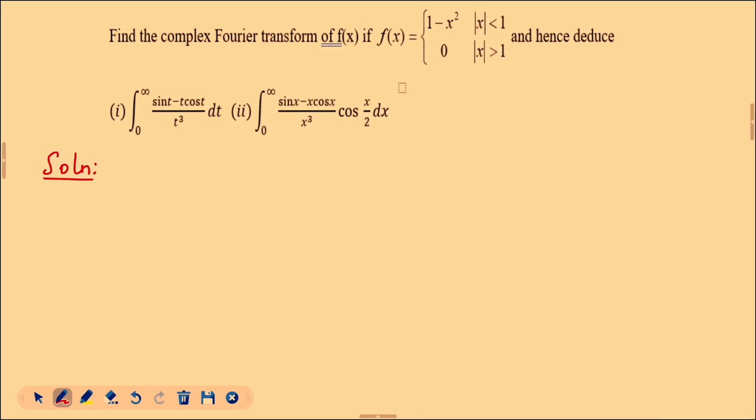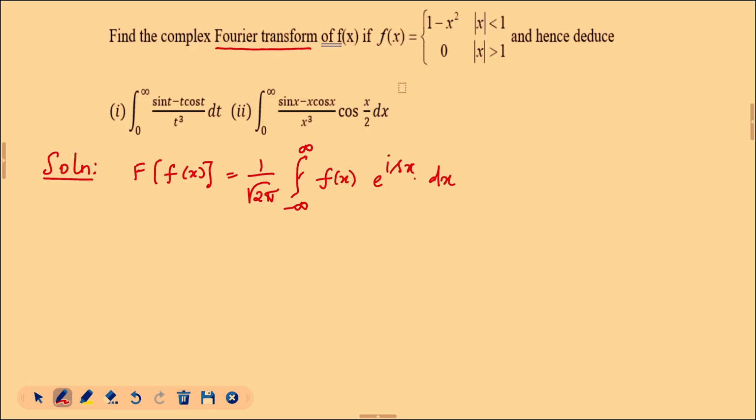In the question, the first subdivision is finding the Fourier transform. Let us write the definition of Fourier transform. Fourier transform of a function is defined as F of s is equal to 1 by square root of 2 pi integral minus to plus infinity f of x into e to the power isx dx. So, the first step is writing the definition. After writing the definition, let us replace the value of f of x.